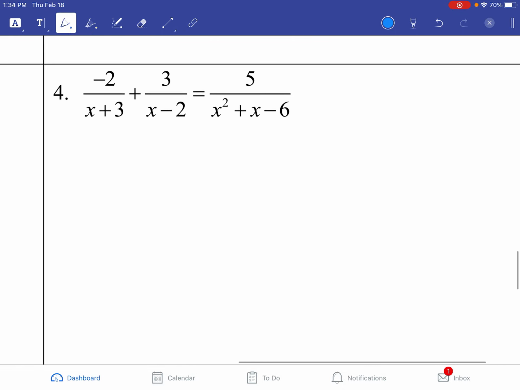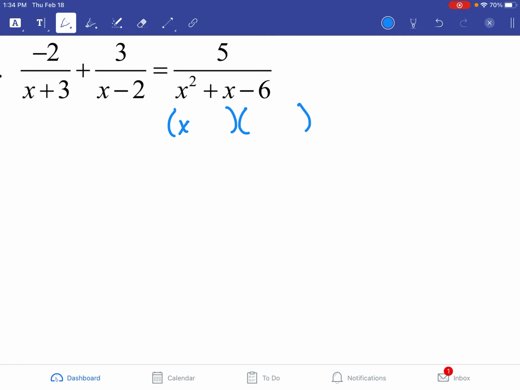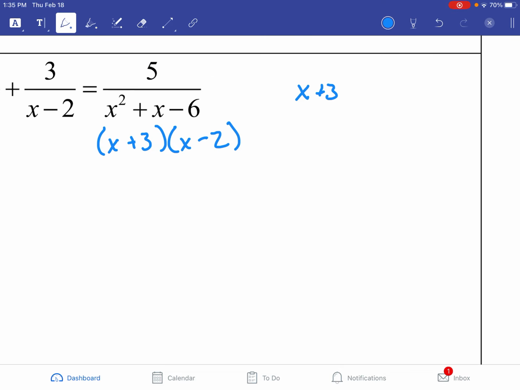Number 4. Again, step 1, doing the domain restrictions. X plus 3 is already factored. X minus 2 is the same, but the x squared plus x minus 6 is not, so we're going to factor that first. Two numbers that multiply to give you negative 6 and add up to give you positive 1 would be positive 3 and negative 2. So we're going to take our denominators, x plus 3 and x minus 2, and set them both equal to 0, and solve for whatever x cannot be, which would be negative 3 and positive 2.